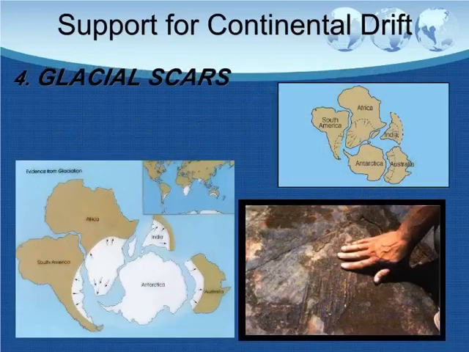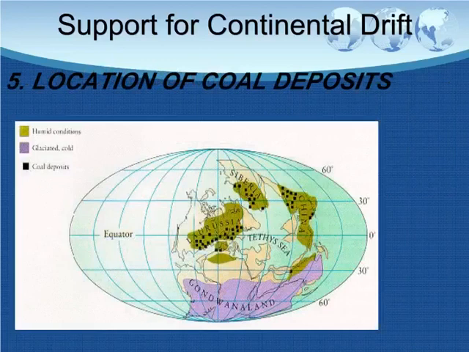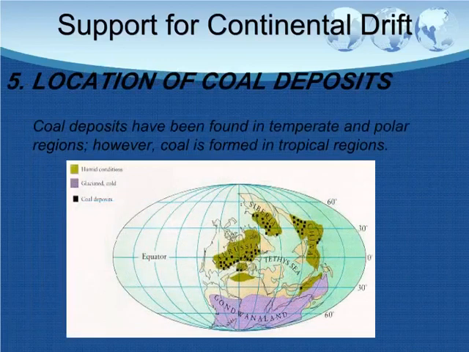Another supportive evidence was glacial scars. Same scars, different continents. Location of coal deposits. Coal deposits have been found in temperate and polar regions. However, coal is formed in tropical regions.